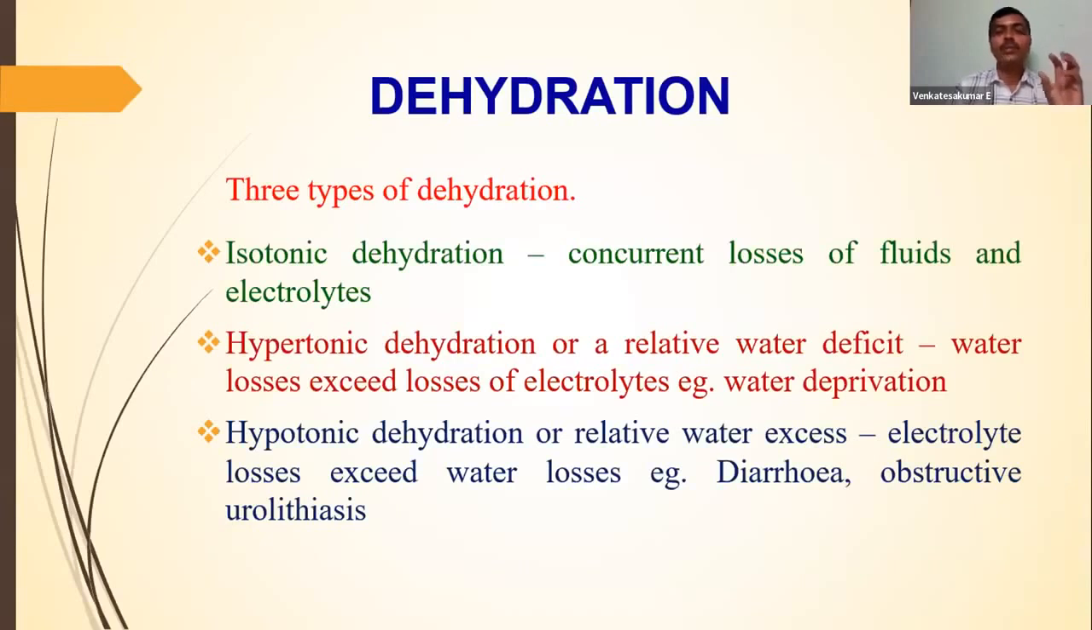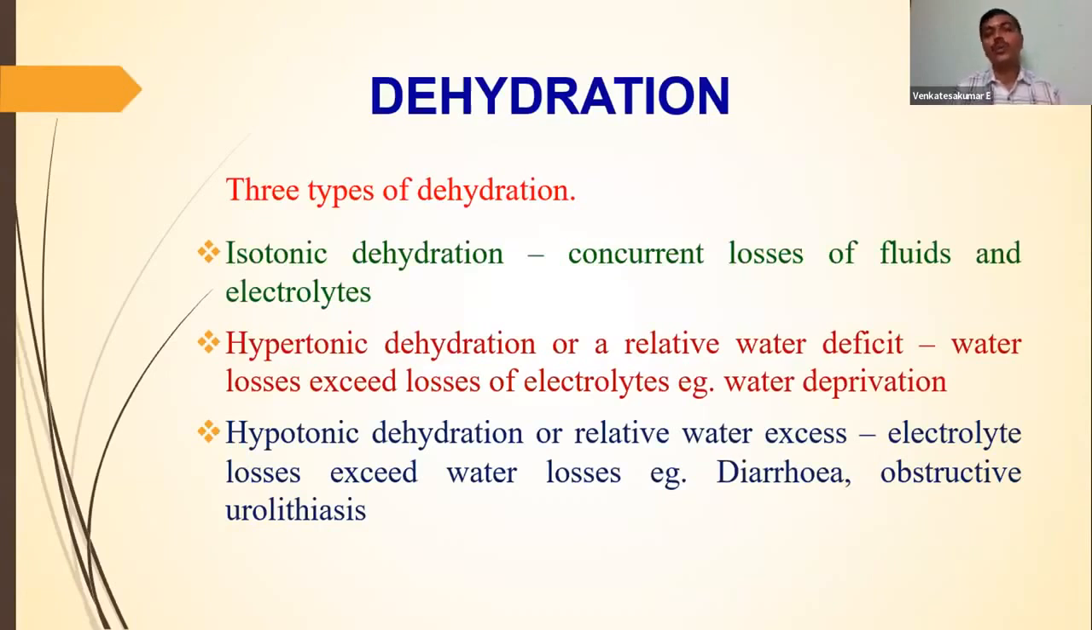An example is simple water deprivation, not taking water for a long time, and there may be continuous loss of water. That will lead to hypertonic dehydration. What about hypotonic dehydration? It is a relative water excess. Hypotonic means the electrolytes are lost more when compared to the water, especially during diarrhea, obstructive urolithiasis or any urinary system involvement. There is a loss of electrolytes when compared to the loss of water, which leads to hypotonic dehydration.